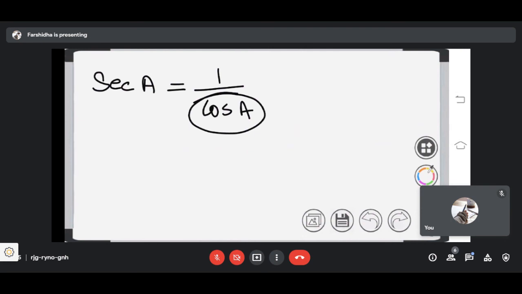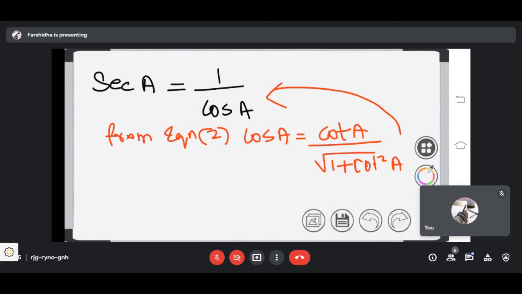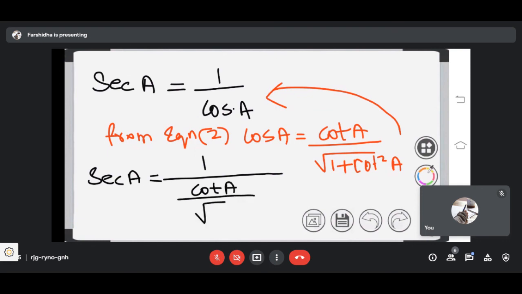So from equation 2, cos A is equal to cot A divided by root of 1 plus cot square A. Now replace this cos A by cot A by root of 1 plus cot square A. Therefore, you can write sec A is equal to 1 by cos A, which is 1 divided by cot A divided by root of 1 plus cot square A.